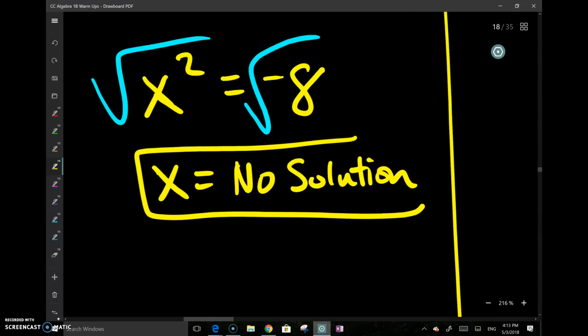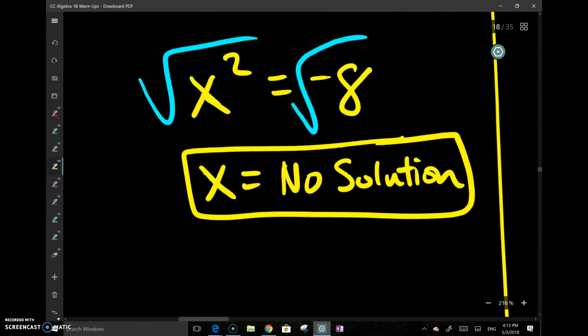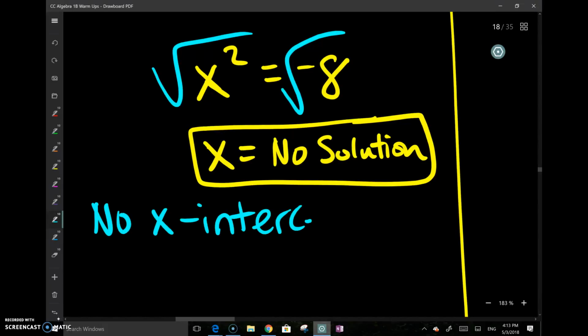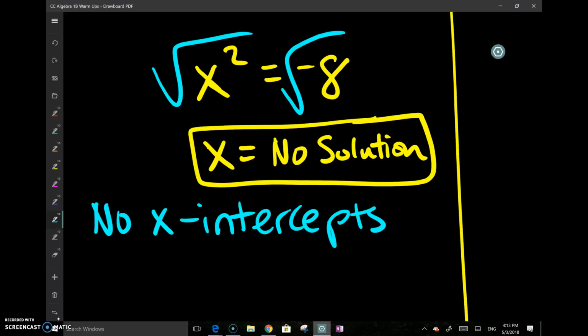And because there's no solution, what that means is that there are also no x-intercepts, because the purpose of solving is to determine where these things are. So here there are no x-intercepts at all. Okay? So if I wanted to graph this function, I would have to find another way to get points. I can make a table, or I can solve it using other methods, get points using other methods.